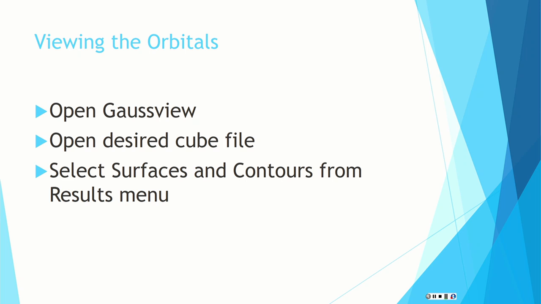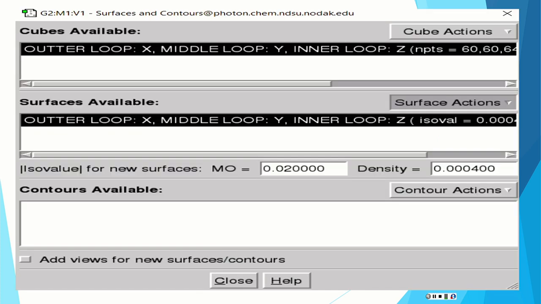I'm not going to go over how to open Gausview again. I've done that enough. We just open whichever file we're looking at, and then in the results we go to select surfaces and contours. Once in there, we go down to the surfaces, and I already have it open, but just drop that down, new surface, and it'll pop this up. You have to change the density a bit in order to visualize it well, because otherwise it's just a giant blob.